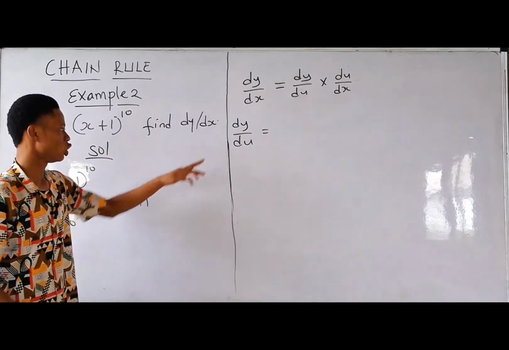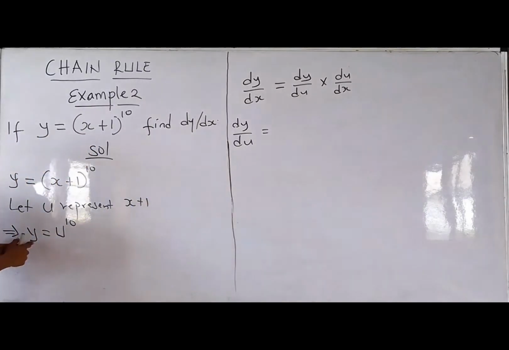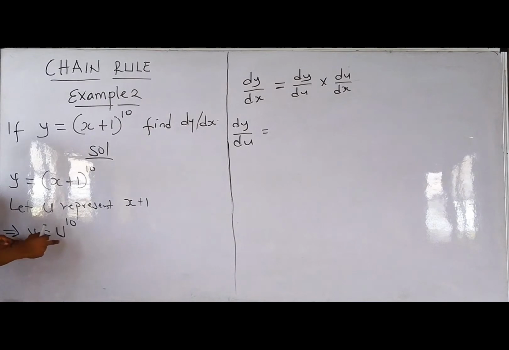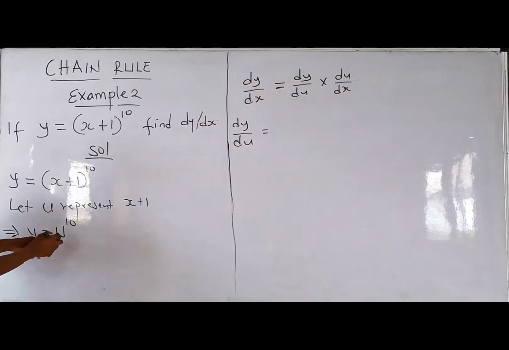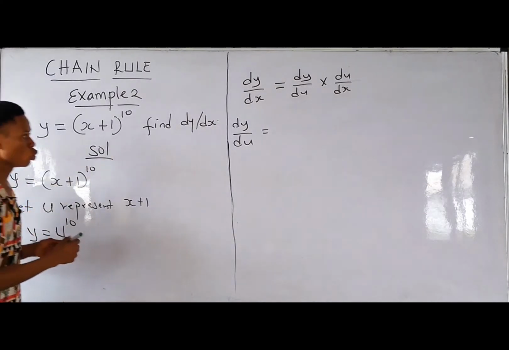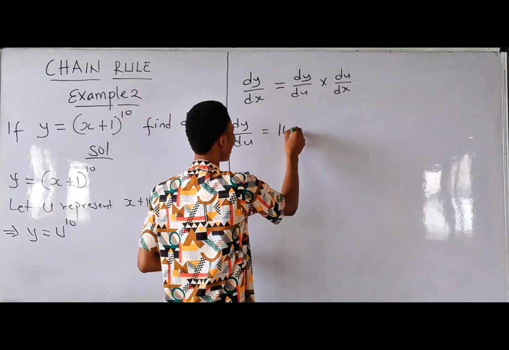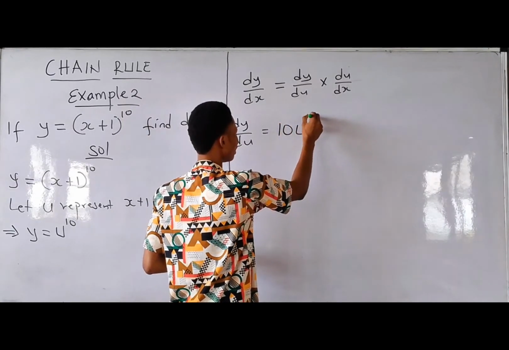The dy over du, differentiate y with respect to u. This is y and this is u. So we are asked to differentiate y with respect to u. So this is what we are differentiating. And if you differentiate u raised to power 10, you have what? 10 u raised to power what? 9, right? Good. So dy over du is equal to 10 u raised to power 9.